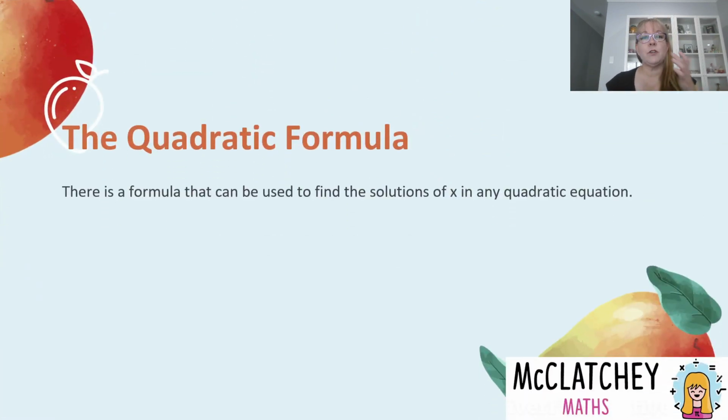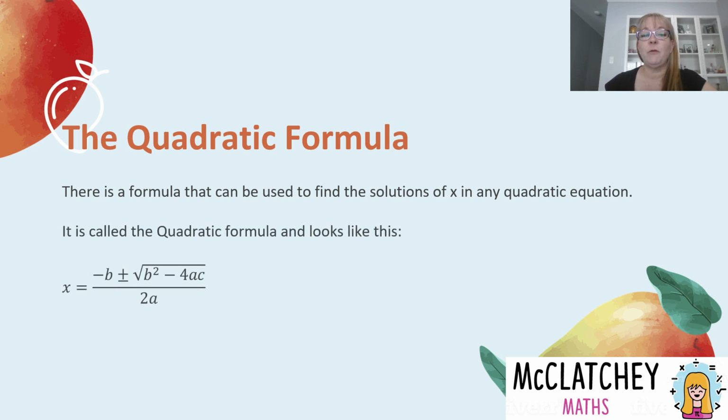Okay, let's talk about the quadratic formula. There is a formula that can be used to find solutions of x or any other variable in any quadratic equation. This helps you not to have to complete the square or factorize non-monic quadratics. It also helps in situations where neither of those strategies actually help. It's called the quadratic formula. It looks like this: x, so these are your solutions of x, is equal to negative b plus or minus the square root of b squared minus 4ac, over 2a.